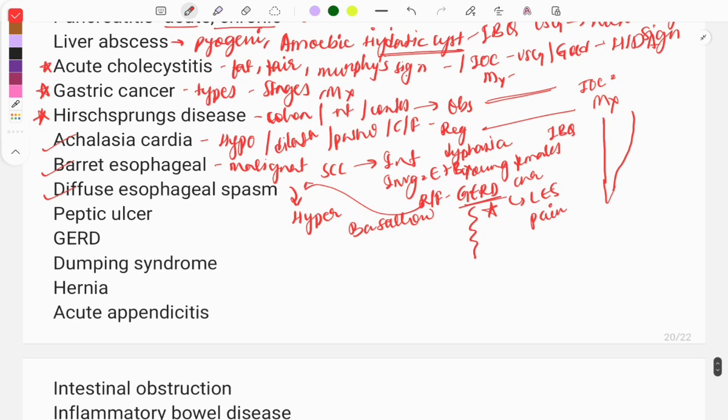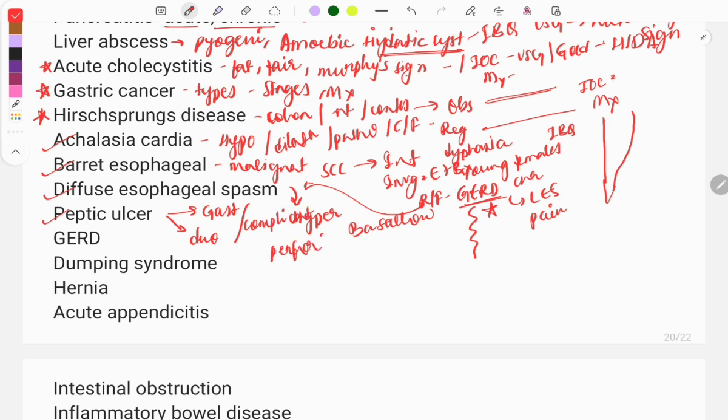Then moving on to the peptic ulcer. So peptic ulcer disease is classified into the two types, right? The gastric and the duodenal. So you need to look at the features which describe the gastric and the duodenal, and also the management technique, and the questions are repeatedly asked on its complication like the perforation.